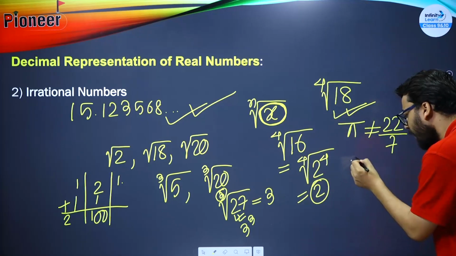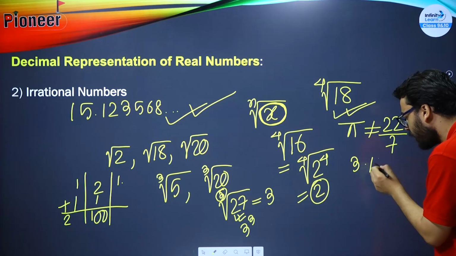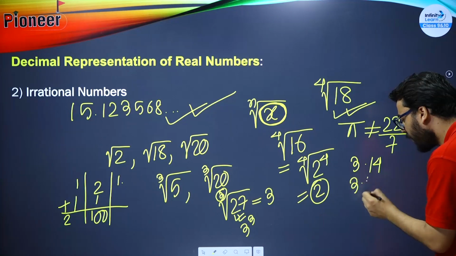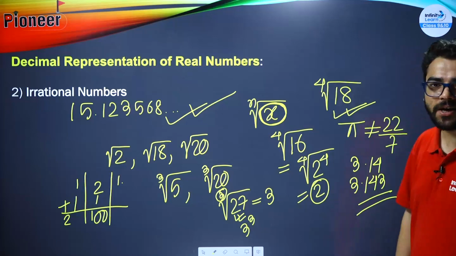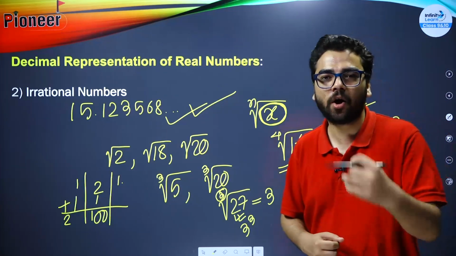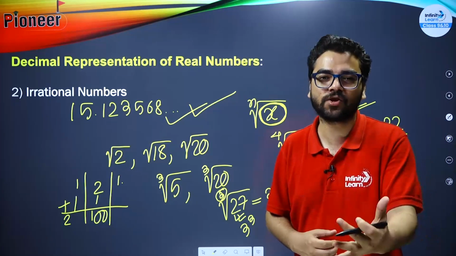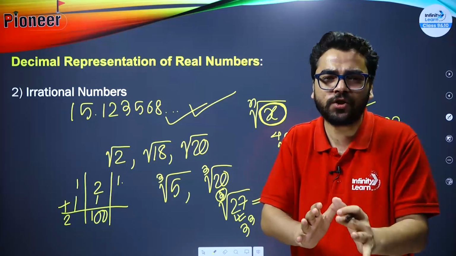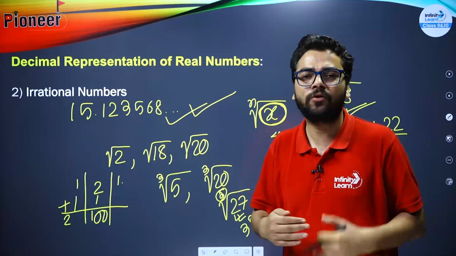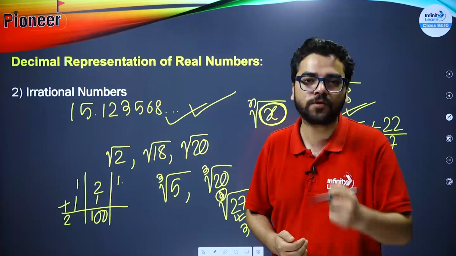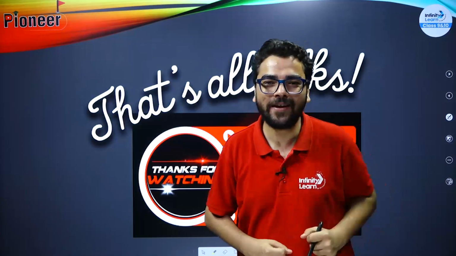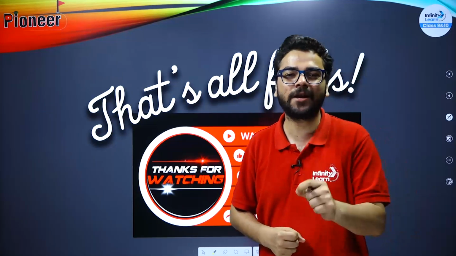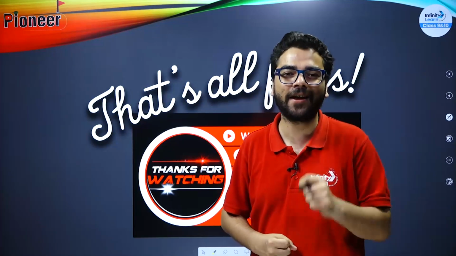Now other values of pi which you take for calculation purposes, 3.14, 3.143, these are just approximate values of pi for calculation purposes. Pi is not a rational number, it is an irrational number. So all the values which you take for calculation purposes, those are approximate values of pi. I hope it is clear to you. So that's all we needed to discuss in the decimal representation of rational and irrational numbers.